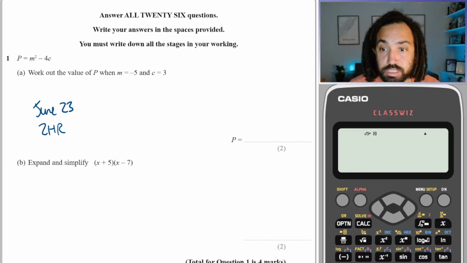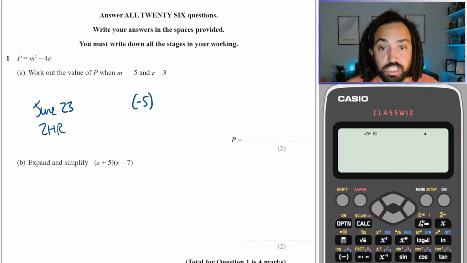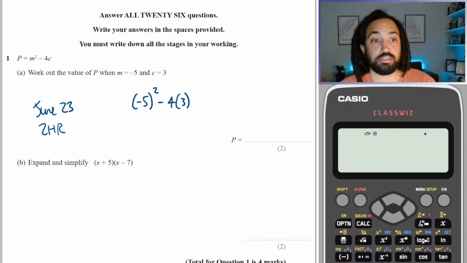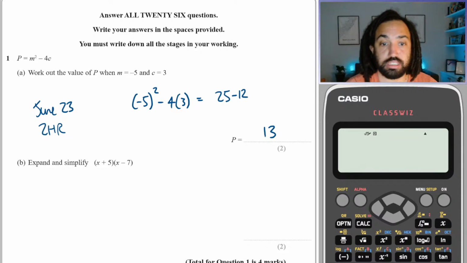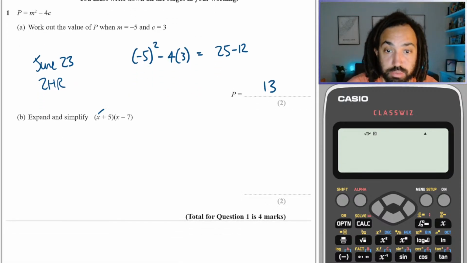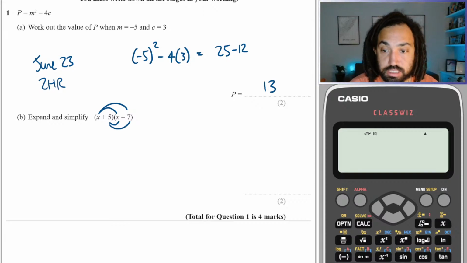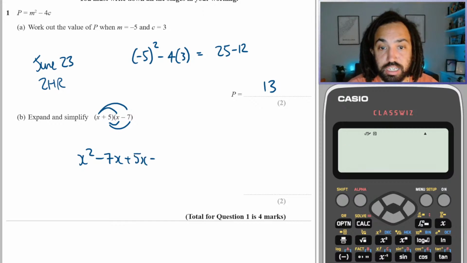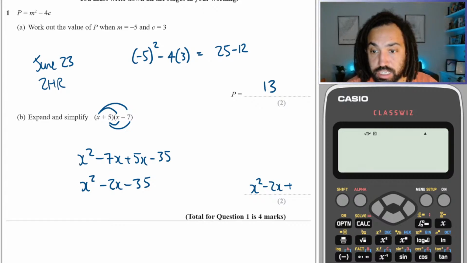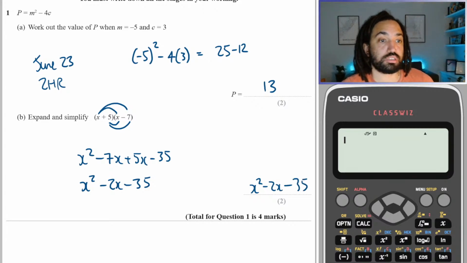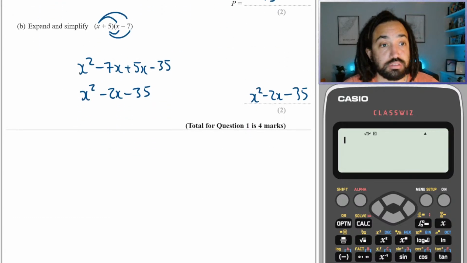And I'll start with this nice and easy question just to warm us up. So we've got -5, I like to put it in brackets, squared, take away 4 lots of 3. Okay, cool. So that will be 25 minus 12, which will give us 13. Bosh. Next, we're going to multiply out these brackets. I like to use the claw method like this. We're going to get an x squared, minus 7x, plus 5x, and minus 35. This is going to give us x squared minus 2x minus 35. And I'm going to write my answer on the answer line, and there is a nice 4 marks. Bosh. Okay, fantastic.